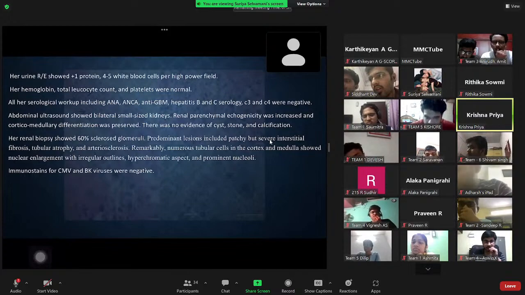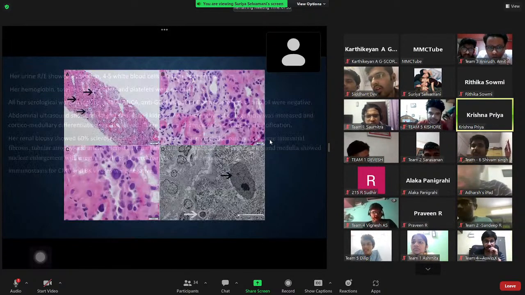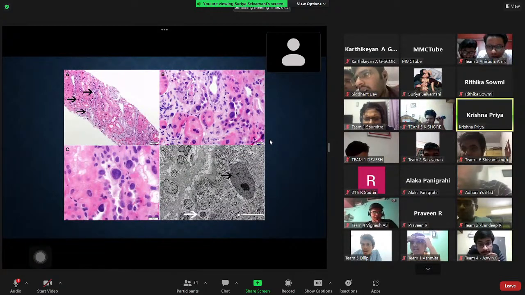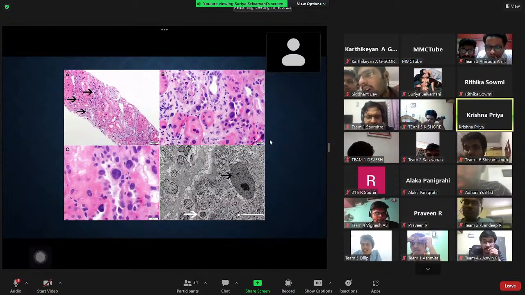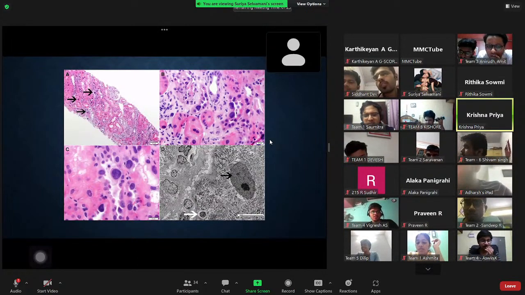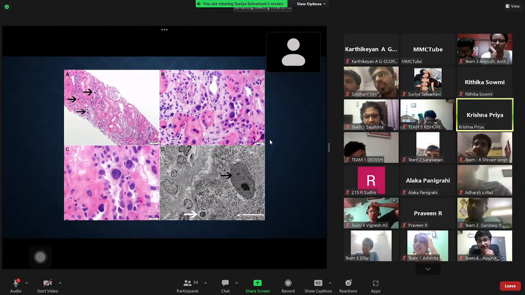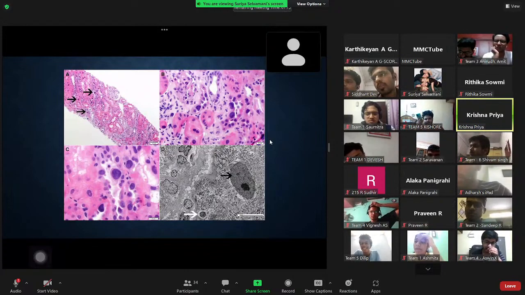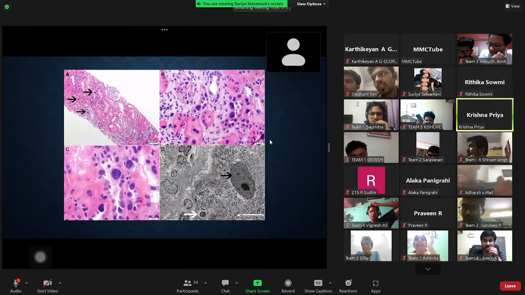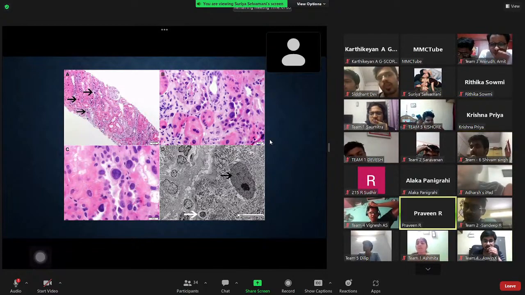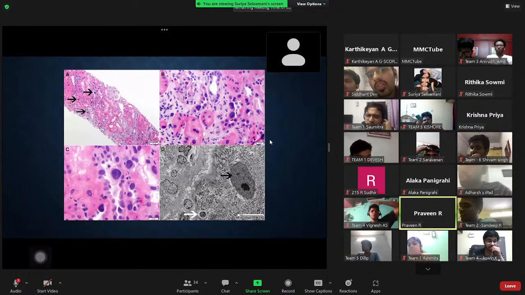Next slide, please. And this is a biopsy picture. Now the timer starts for the pounce. Pounce closes. Team 5 has pounced. Only team 5 has pounced.